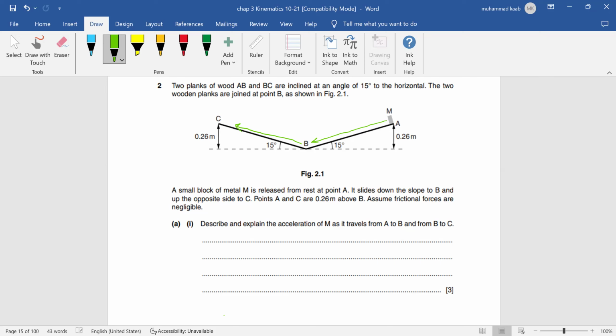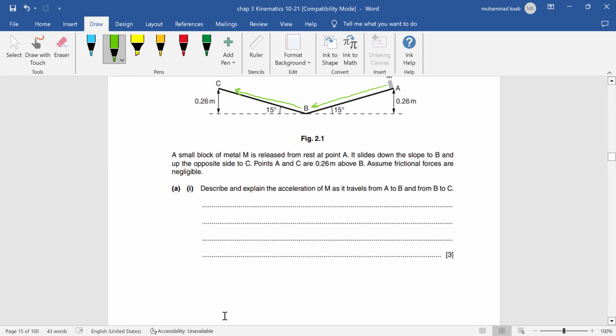Yes. This is the first point. Okay, this is the acceleration. Okay, and so from A to B the acceleration will be toward B. Okay, and it will be constant. Constant acceleration toward B, toward B. Okay, first thing, toward B from A.